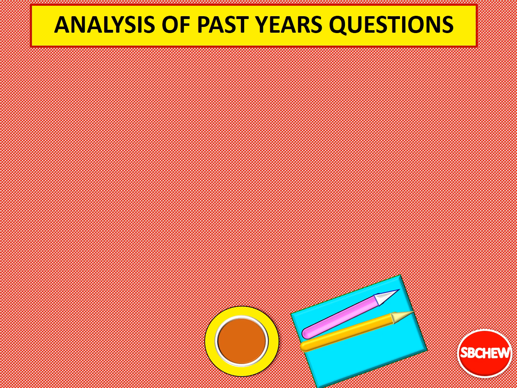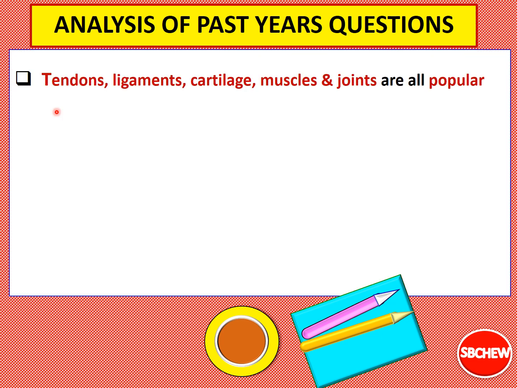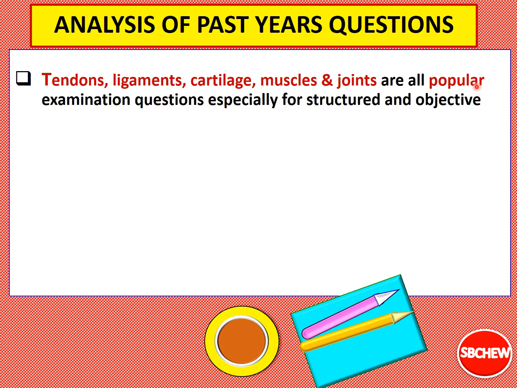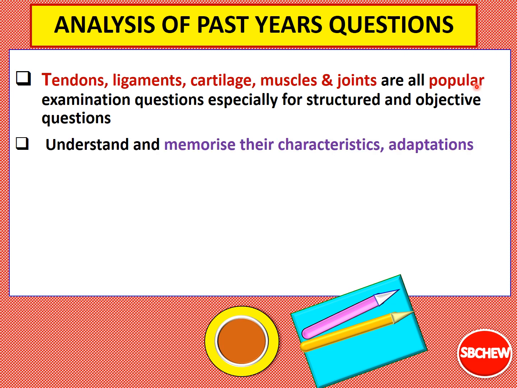Based on an analysis of past years' questions on this topic, the following points can be noted. Firstly, tendons, ligaments, cartilage, muscles, and joints. They are all popular examination questions, especially for the structured and objective section. So that's why we have to study them here. Understand and memorize their characteristics, adaptations, and functions of all these tissues.